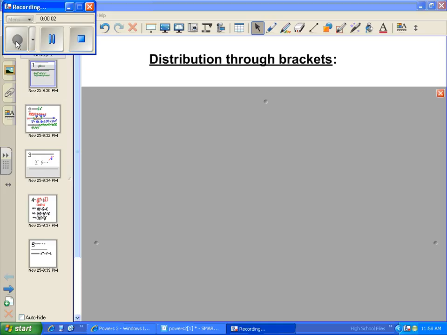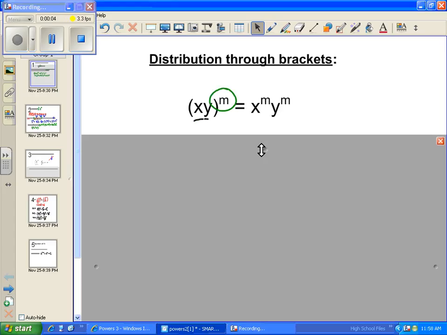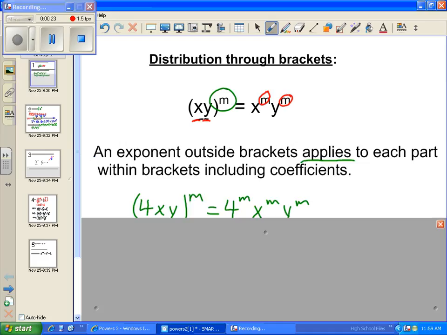Distribution through brackets. What does this mean? Well, if you start with xy to the power of m, that means that each part in your brackets, so your x and your y, both get raised to this power of m. So over here you have an m, and over here you have an m. In words, an exponent outside brackets applies to each part within the brackets, including coefficients.